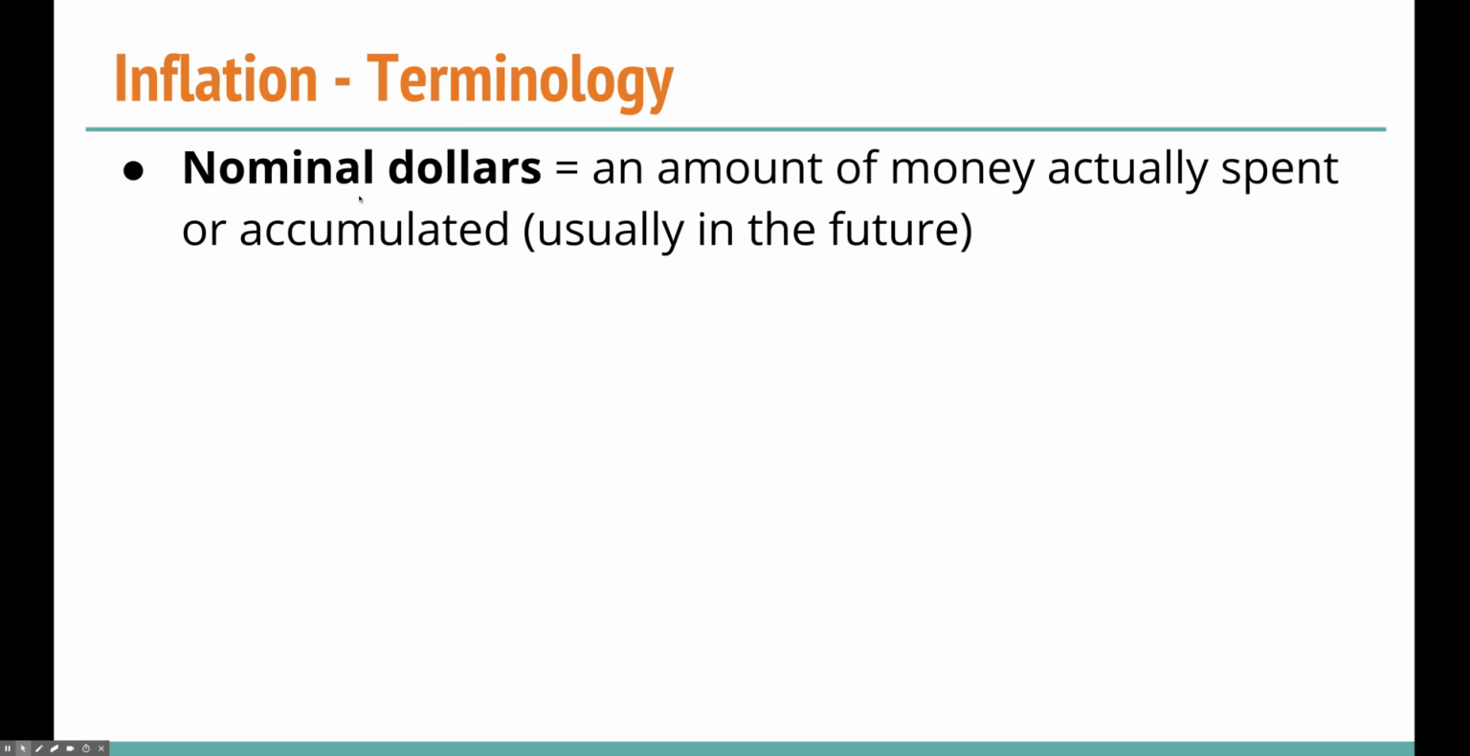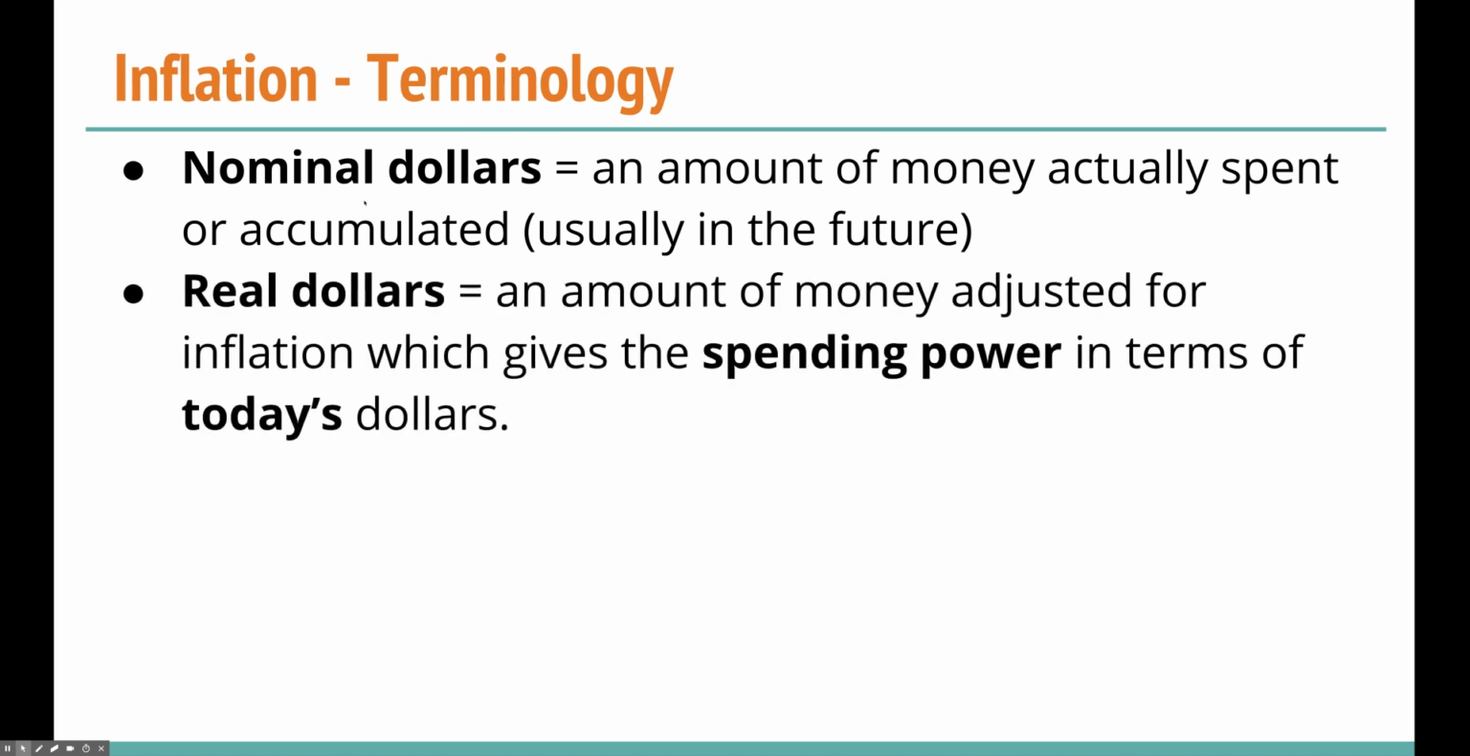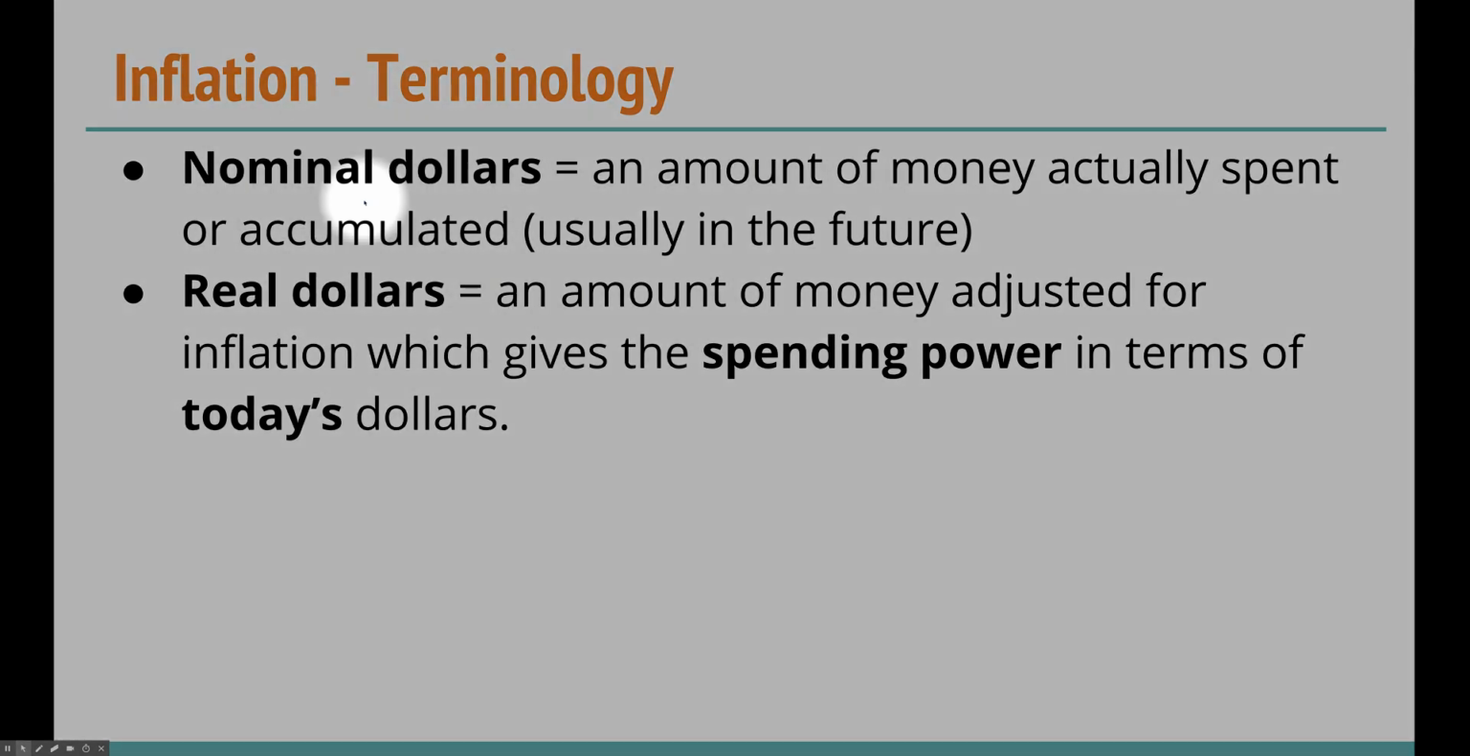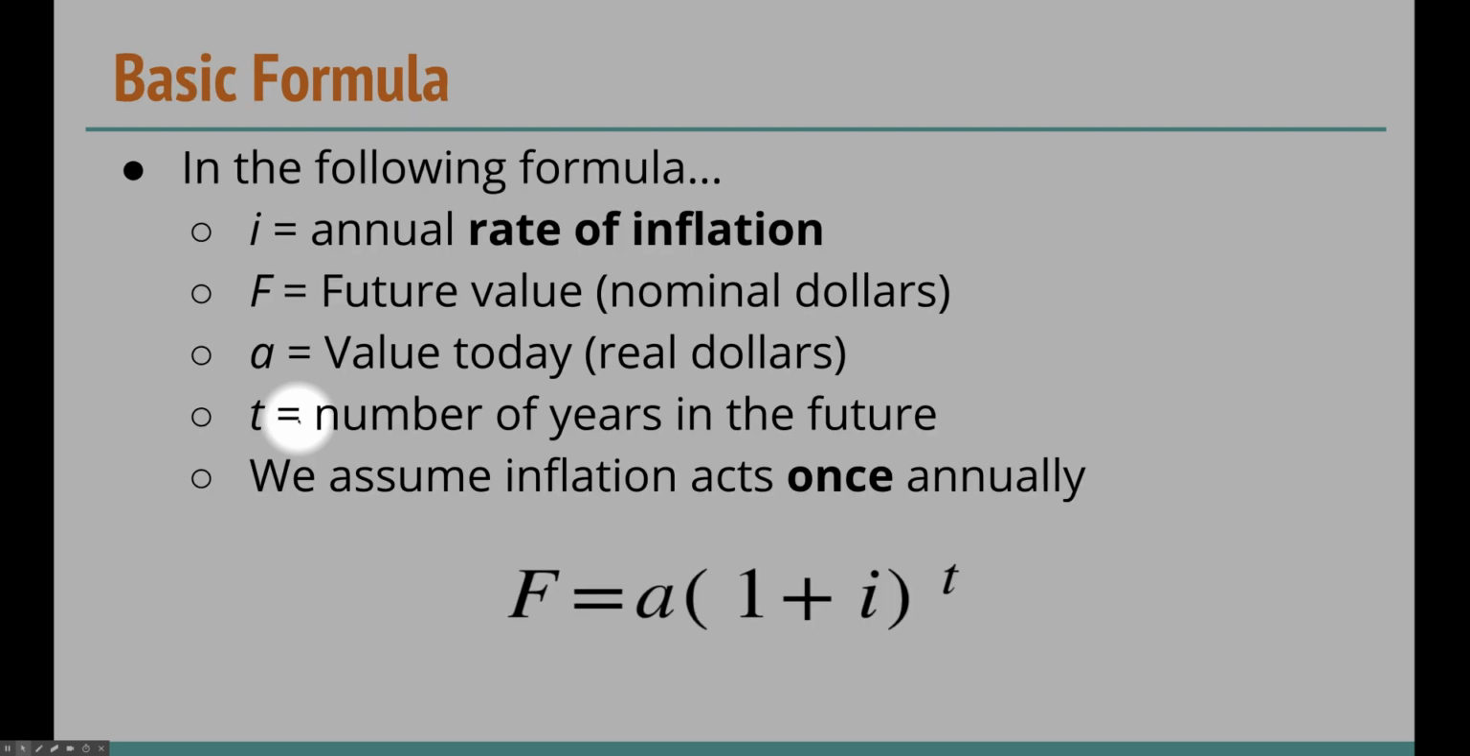So let's start with a little bit of terminology first so that it's clear what we're talking about. We talk about nominal dollars, which is an amount of money that's actually spent or accumulated, usually in the future. So sometimes we call those future dollars. We also talk about real dollars. This is the amount of money that's been adjusted for inflation, which tells us the spending power in terms of today's dollars. So essentially nominal dollars are sometimes called future dollars, and real dollars are sometimes called today's dollars. So we can go back and forth between these two with a simple calculation.